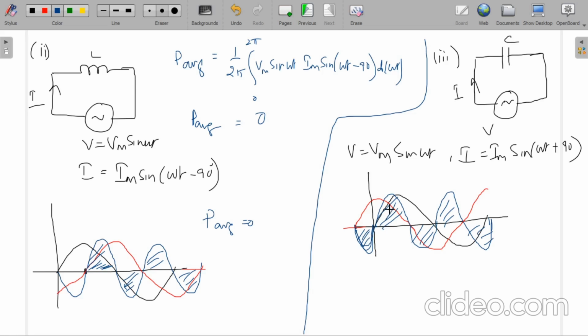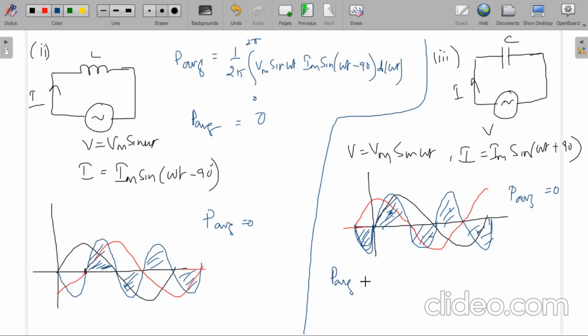Okay, positive equal to negative, again positive equal to negative, like this. Again you are going to get positive wave, positive half cycle, quarter cycle. Average power becomes 0. Anyhow, this positive half is equal to negative half. So average power becomes 0.